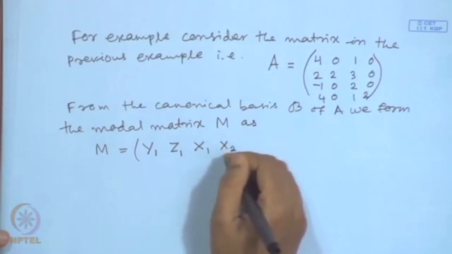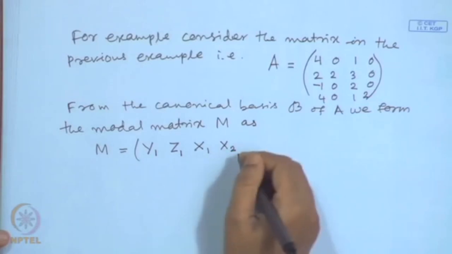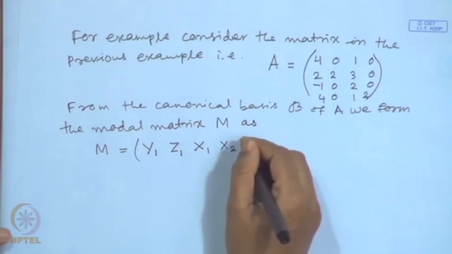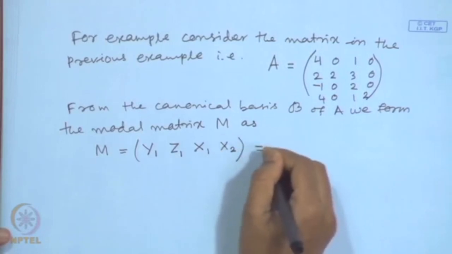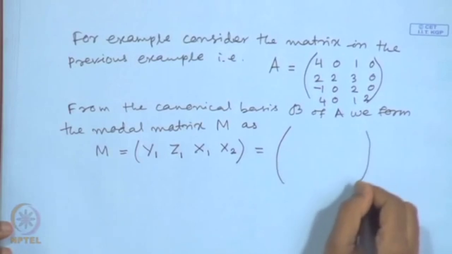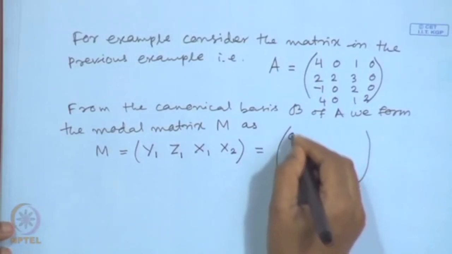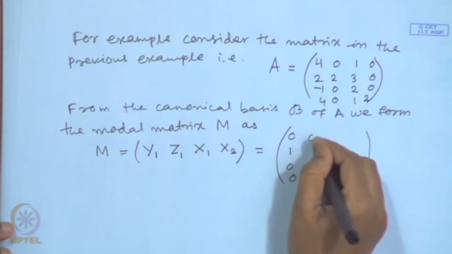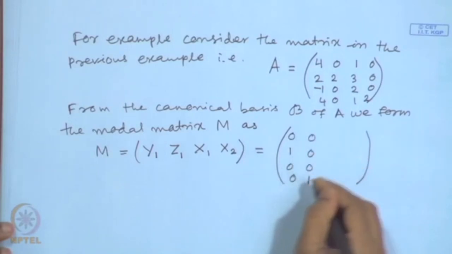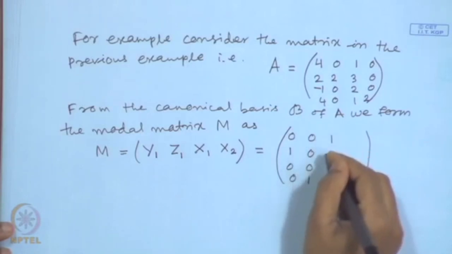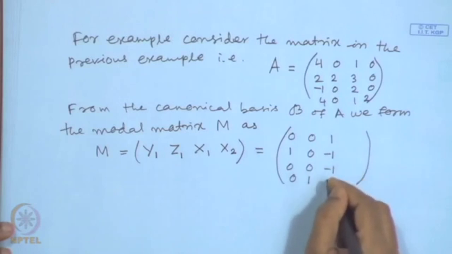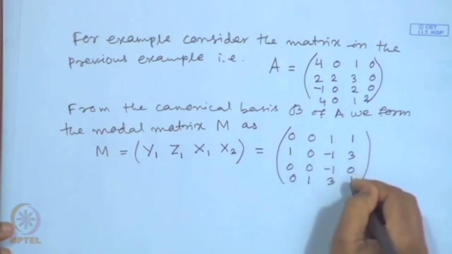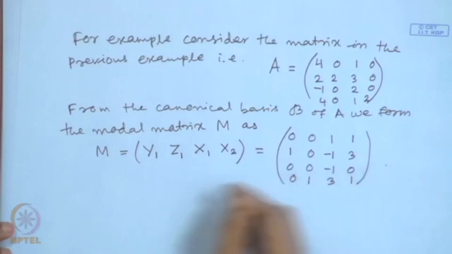So here this X1 and X2 form a chain, and we have to write them in increasing type. That means X1 is type 1 and X2 is type 2. So therefore, we get this modal matrix M like this. Y1 we have taken as 0 1 0 0. Z1 we have taken as 0 0 0 1, and X1 is 1 minus 1 minus 1 3, and X2 is 1 3 0 1.